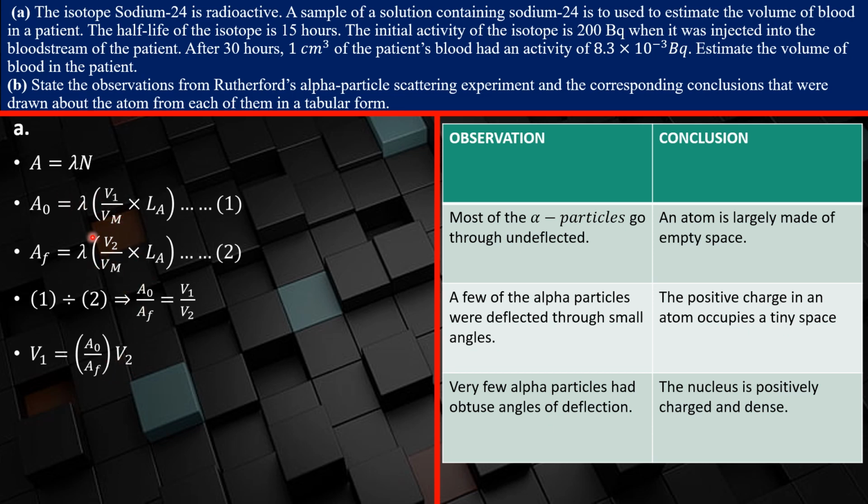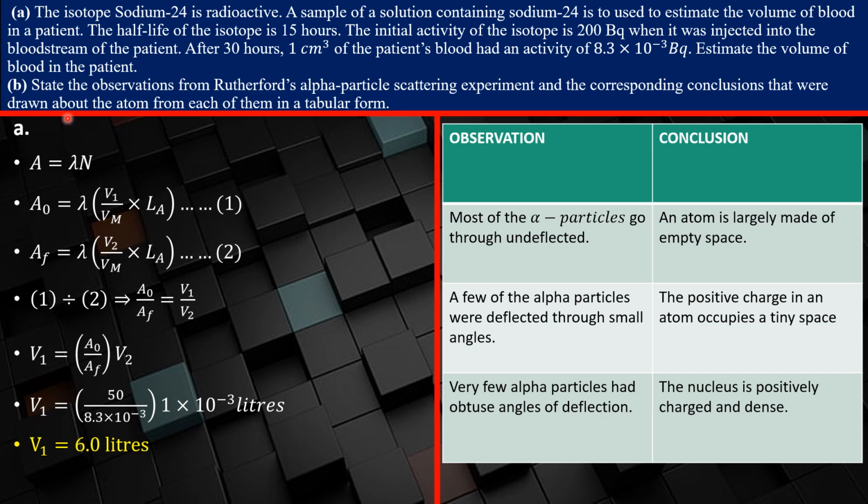And then my V2 here is the sample volume that you picked up, and that's 1 cm cube. And the activity there was simply 8.3 times 10 to the negative 3 becquerels. So there you go. We can get our V1 as what? Our A0 is 50 becquerels, and our A final is 8.3 times 10 to the negative 3. And our V2 is the sample volume that the doctor collected, which is 1 cm cube, and in liters, that's 1 times 10 to the negative 3 liters. So that's about 6.0 liters of blood that is available in your body. That's really easy, right?